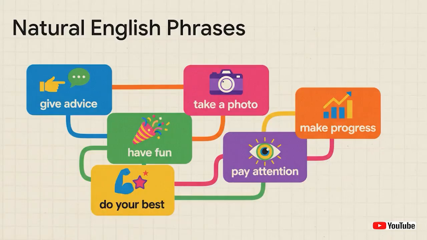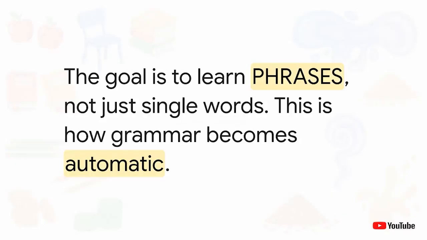And here are some of those essential combinations you just have to know. We don't do advice, right? We give advice. We don't do fun. We have fun. Learning these phrases as a single unit is one of the fastest ways to start sounding way more natural. And this is exactly why it's so important to kind of shift your focus. When you learn do homework as one single chunk, you never have to stop and think, wait, is homework countable?